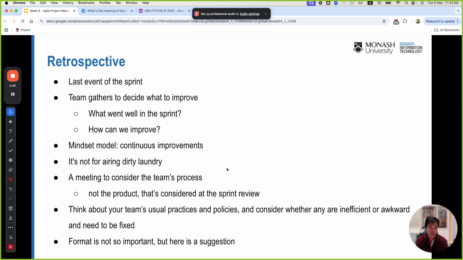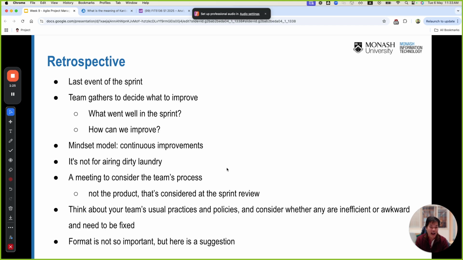Okay, the last ceremony, retrospective. It is actually the last event of the sprint. The team gathers to decide what to improve and what went well in the sprint, how can we improve things. It's about the mindset, to be honest. You want to come up with a continuous improvement plan. It is a meeting that really focuses on the process, not about the product at all. So format is not important, it's about suggestions, okay?